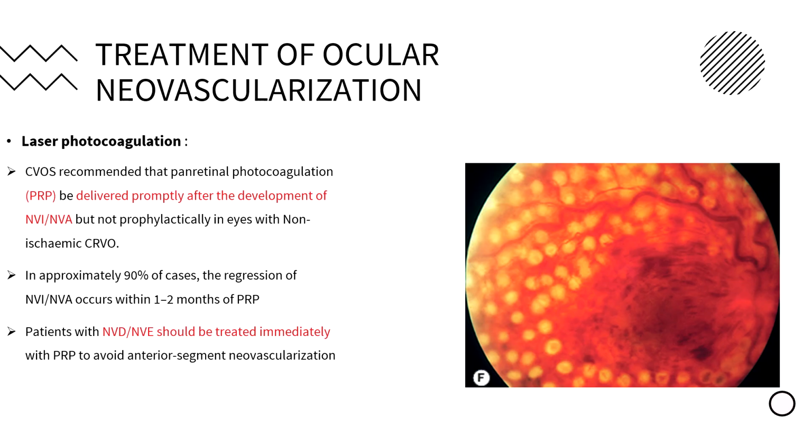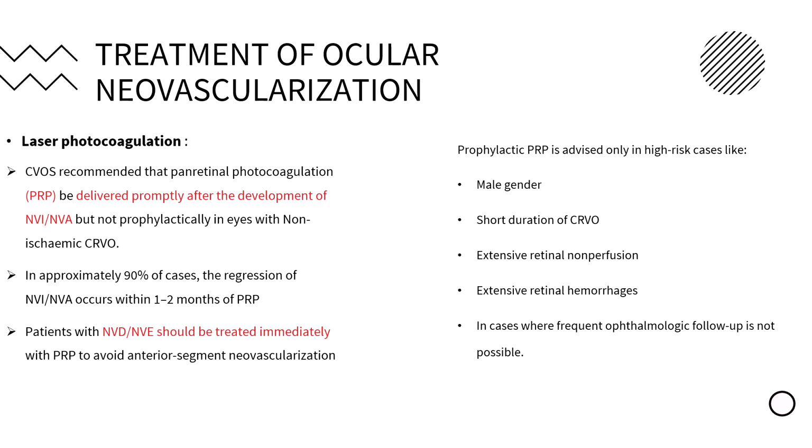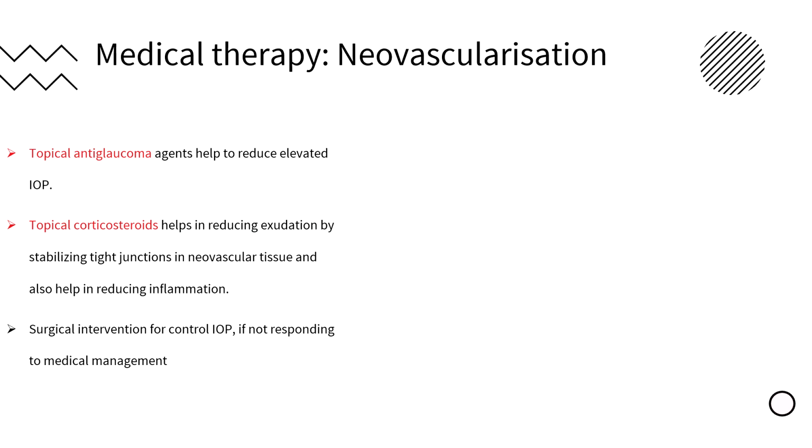Treatment for ocular neovascularization: laser photocoagulation. CVOS recommended that pan-retinal photocoagulation be delivered promptly after the development of NVI or NVA, but not prophylactically in eyes with non-ischemic CRVO. And prophylactic PRP is advised only in high-risk cases such as male gender, short duration of CRVO, extensive retinal non-perfusion, extensive retinal hemorrhages, and cases where frequent ophthalmologic follow-up is not possible.